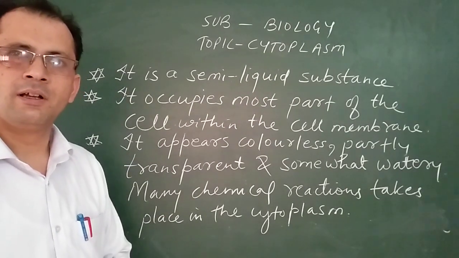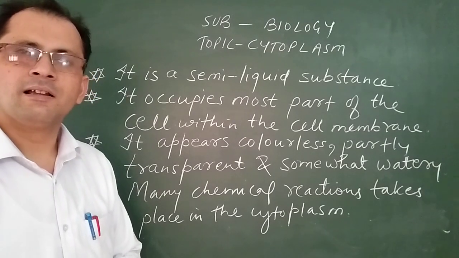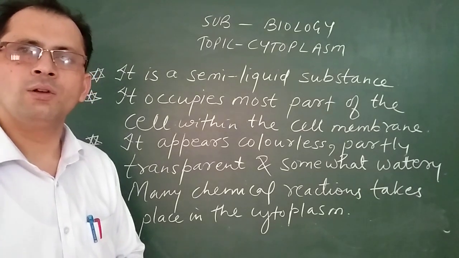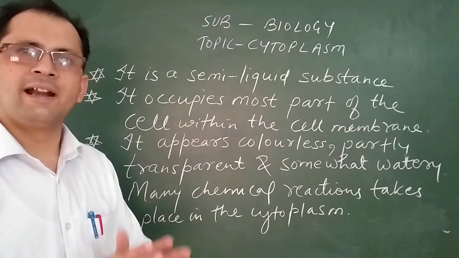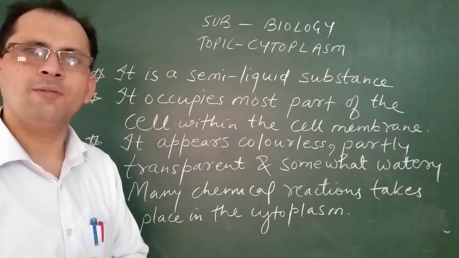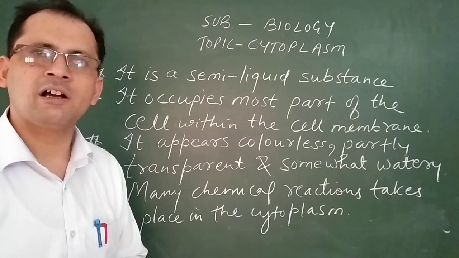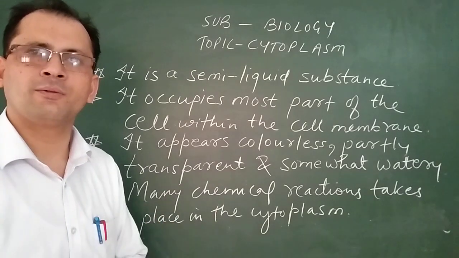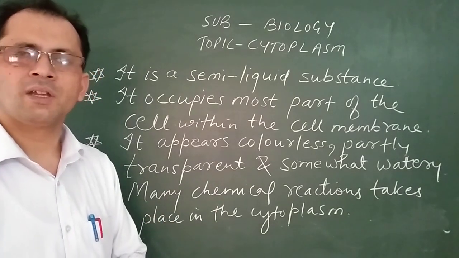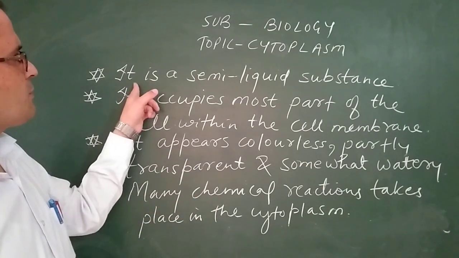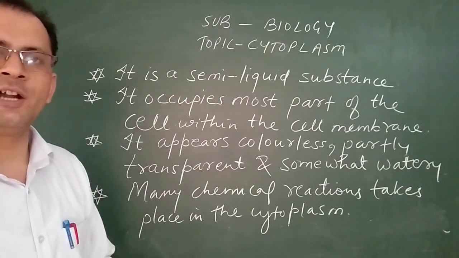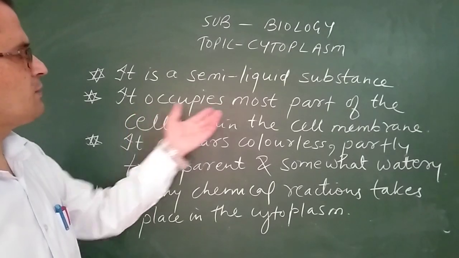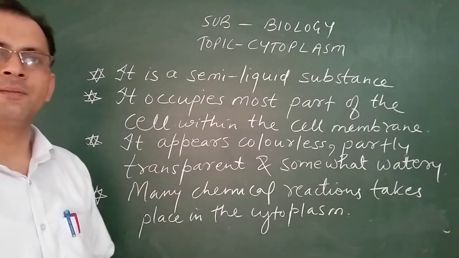Now what is cytoplasm? Beta, inside the cell there is a semi-liquid or jelly-like liquid which is known as cytoplasm. Okay, that cytoplasm is surrounded by the cell membrane. So the cytoplasm is contained within the cell membrane and it occupies the major portion of the cell. Now you can see here, cytoplasm is a semi-liquid substance, which I told you. It is jelly-like. Okay, it occupies most part of the cell within the cell membrane.